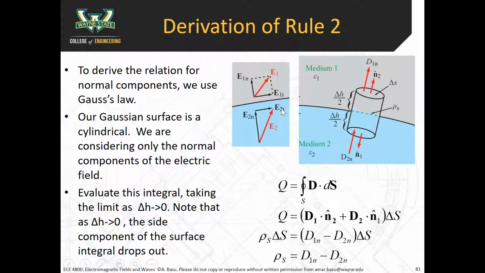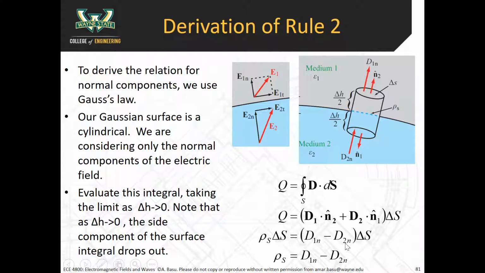All right, so Q is equal to D1 times N2 hat, plus D2 times N1 hat. We're basically summing up the surface integral on the top and the surface integral on the bottom. And then dS is the surface area of the top of the cylinder or the bottom. They both have the same area.